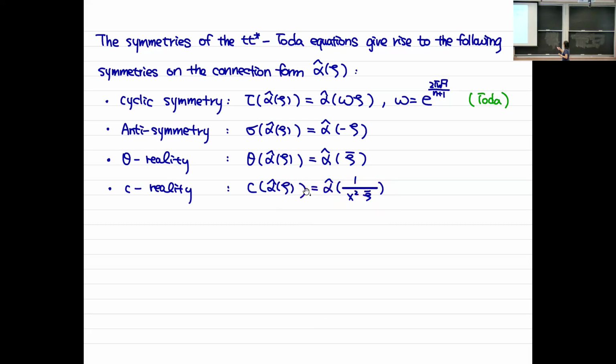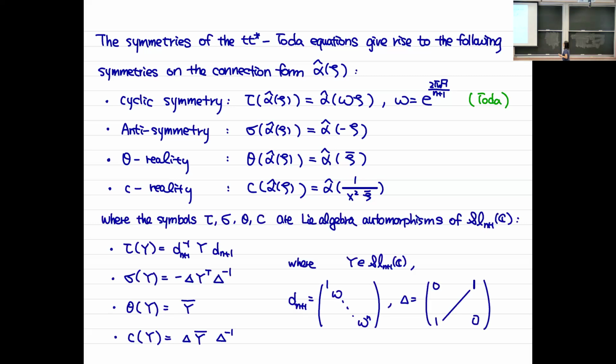And all those notations are Lie algebra automorphisms on the Lie algebra. So you have tau, you have sigma, and theta, and C. They look quite simple in the case of these connections. They are just conjugating by constant matrices, and they might have a bar, they might have a transpose, but it is not too bad.